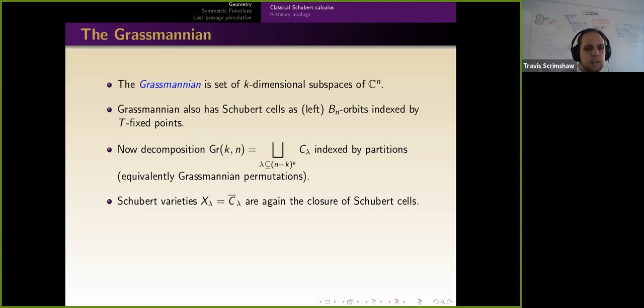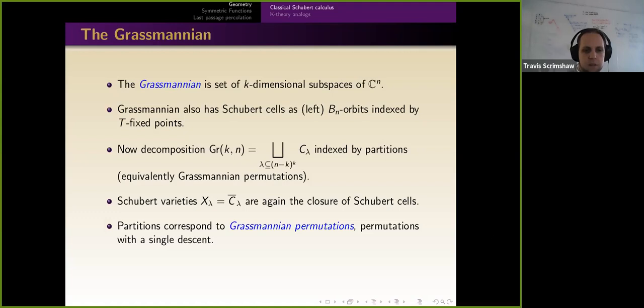And that one descent has to be at position k as well. These correspond naturally to partitions by a Maya diagram or 0-1 sequence, depending upon the language you speak. But there's a natural bijection between Grassmannian permutations and partitions inside of an n minus k by k rectangle. And we can take the closure of these orbits, and these are, again, Schubert varieties living inside of the Grassmannian.